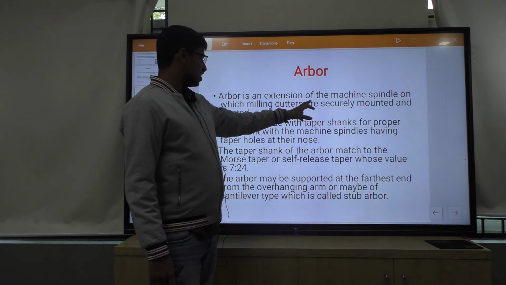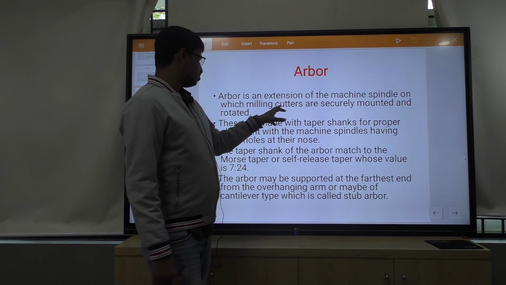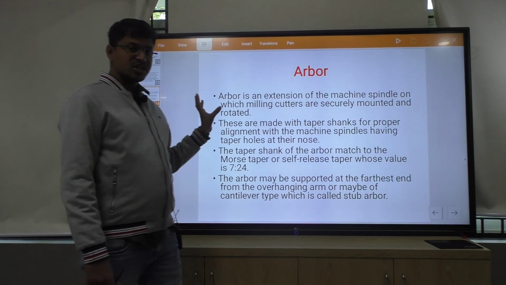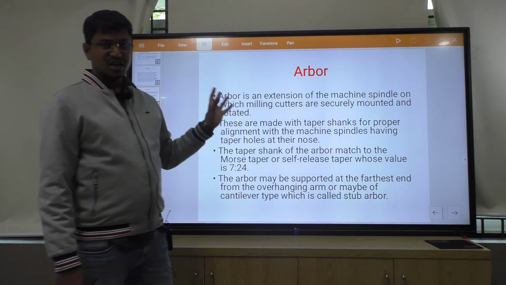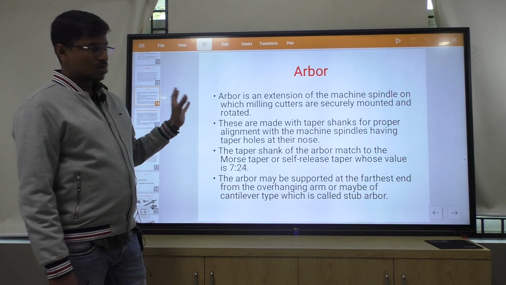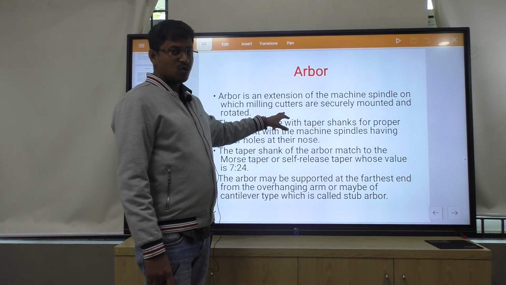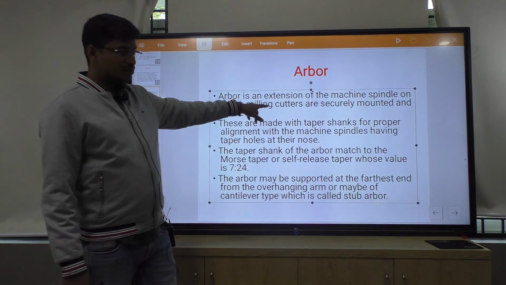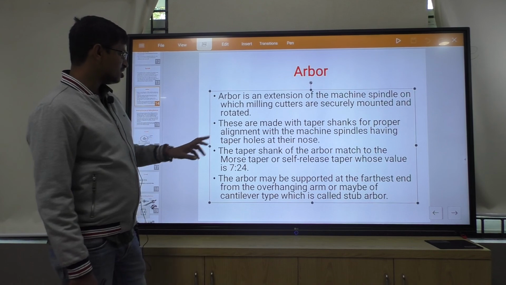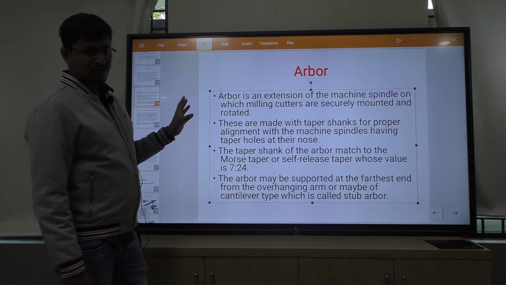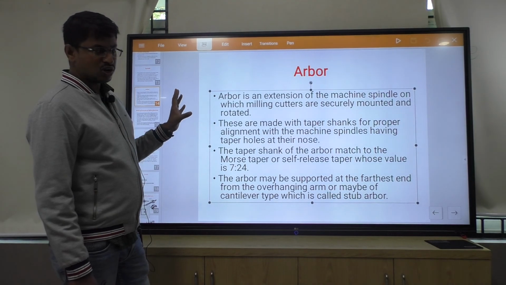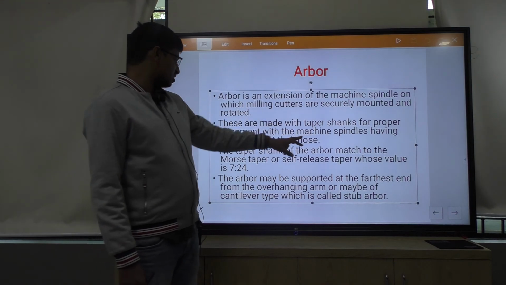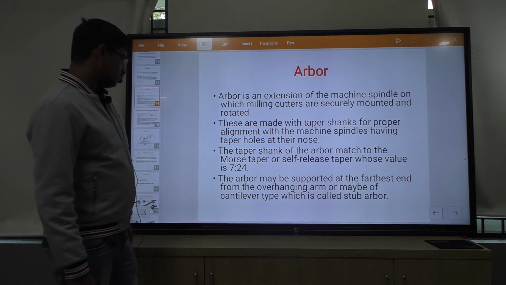Arbor is an extension of the machine spindle on which milling cutters are securely mounted and rotated. Arbor is used only in horizontal milling machines, but in vertical milling machines there is a spindle. In a vertical milling machine a spindle holds the cutter, but in a horizontal milling machine an arbor is used to hold the cutter. This is the difference between horizontal and vertical milling machines for tool holding.